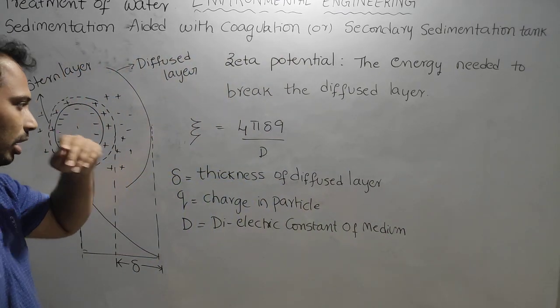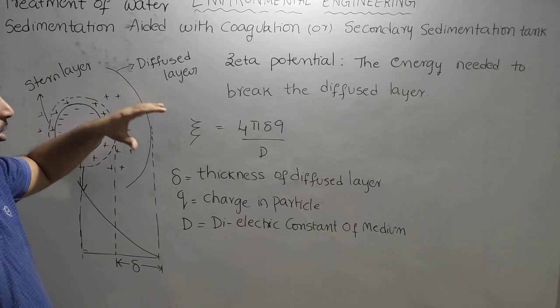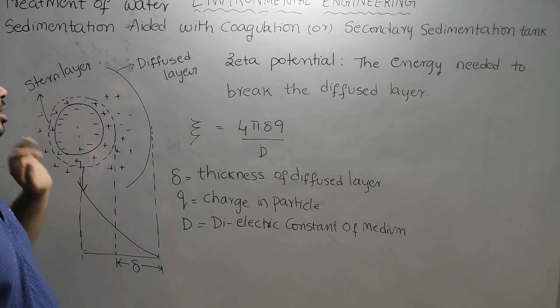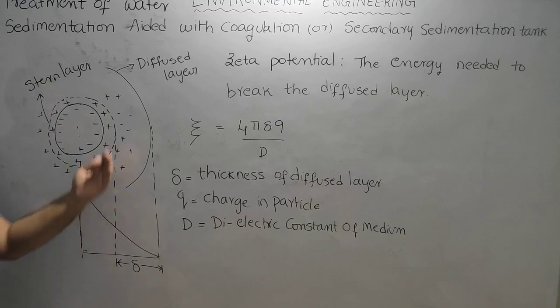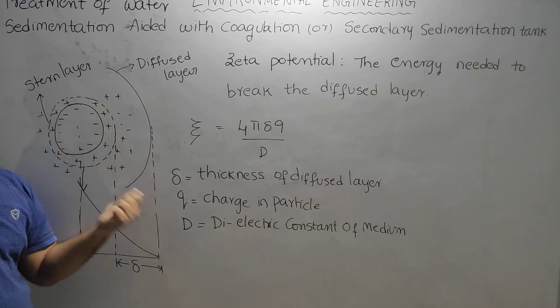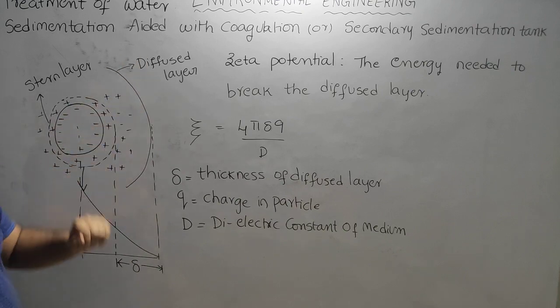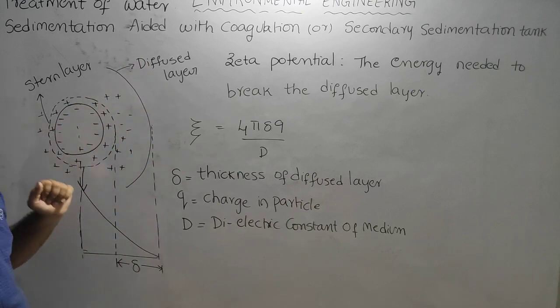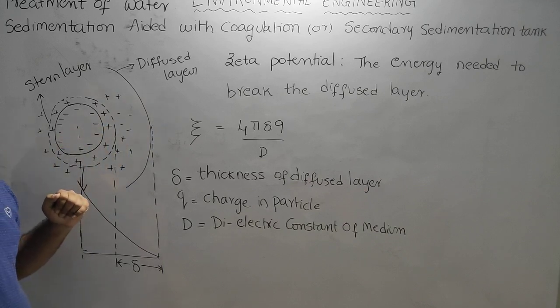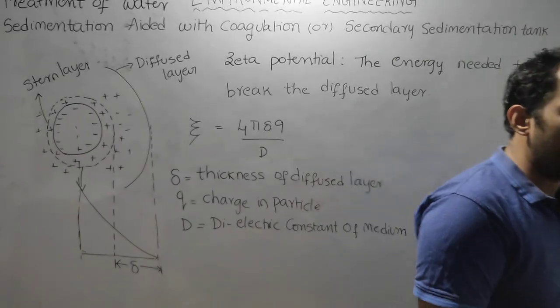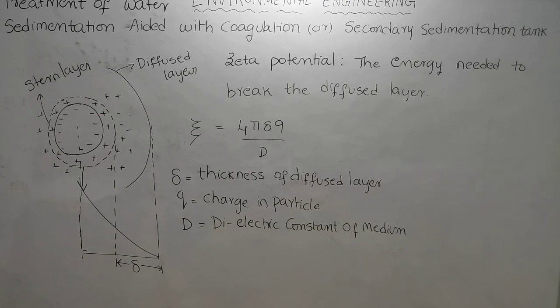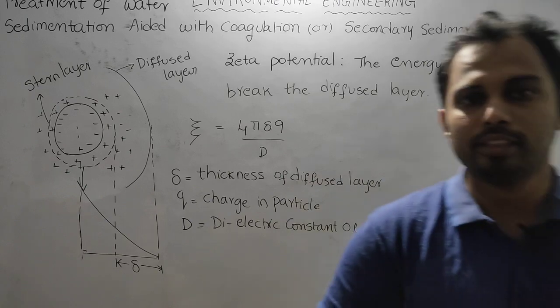This potential is needed for a coagulant to reach the colloidal particles. Once it reaches them, it can do the charge neutralization. It can release the hydrogen ions, and the coagulant will connect to these negatively charged particles, and the charge neutralization takes place. We will discuss the mechanism of the coagulant, how it works, in the next class. Thank you so much.